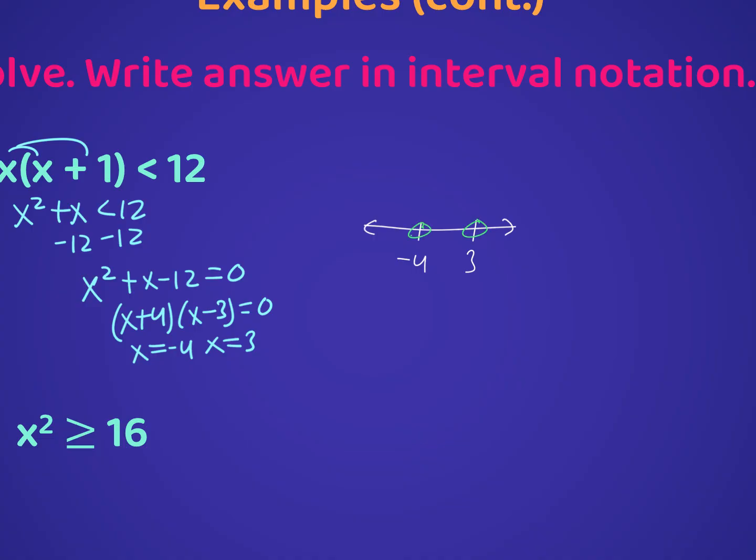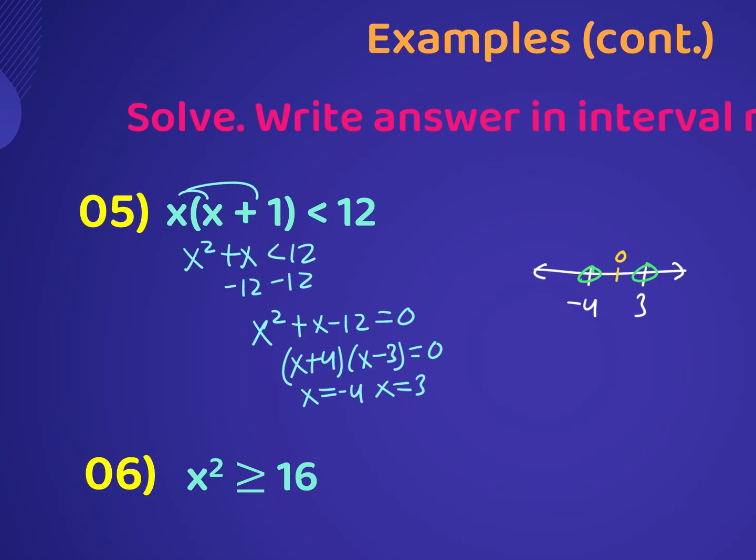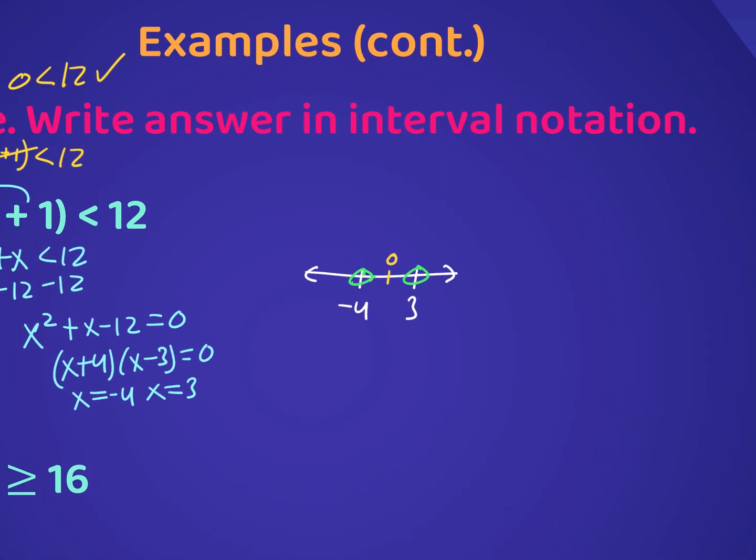Now I want to see where to test. All right, 0 again is a good one because it goes right in between the two. And then I would plug it into the original. I have 0 times 0 plus 1 is less than 12. And then 0 times anything is 0. So I have 0 is less than 12, which is true. All right, so that means I would shade in this middle section right here. Interval notation from left to right is going to be from -4 to 3 with parentheses, and then this is my answer in interval notation.